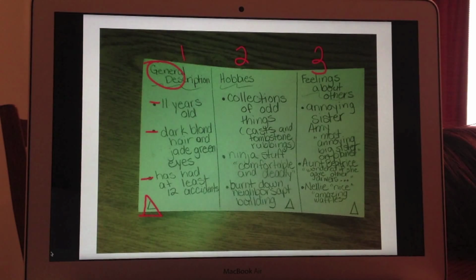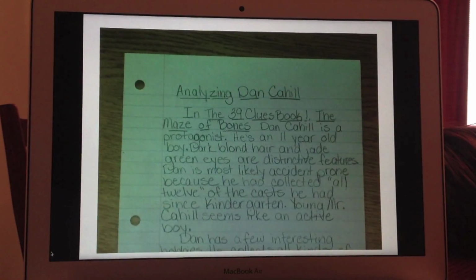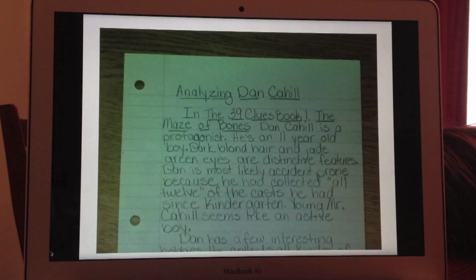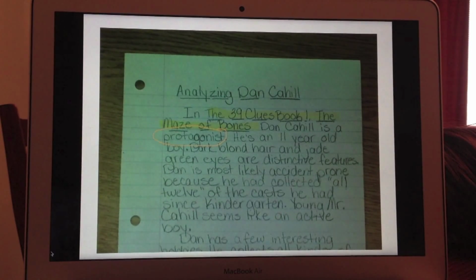So I started writing about how I'm analyzing Dan Cahill. It was important that I mentioned the book title, that I wrote it with capital letters, and that I underlined it. I also made sure that I mentioned that Dan was the protagonist in this. Now, I moved on to make sure that I used the information from the text in my general description, because this is my first paragraph.